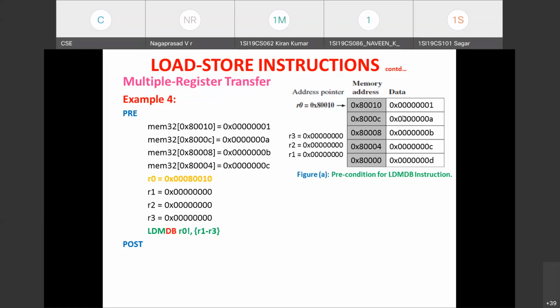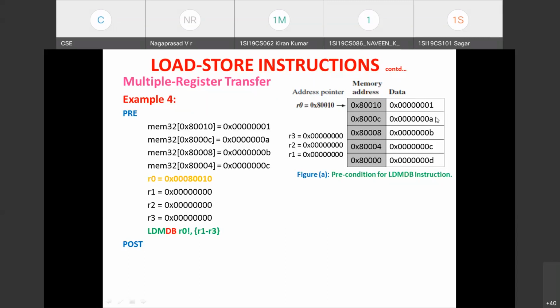If you are using DA or DB addressing mode, you will be moving from higher address to lower address. So whatever data is fetched from the higher address will be stored in the higher register. Kindly note this. Out of R1, R2, R3, the higher register is R3. So the first data fetched from memory will be stored in R3, the next in R2, and finally the last data fetched will be in R1.